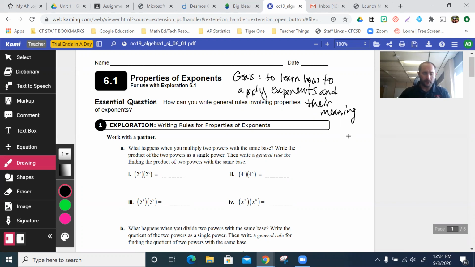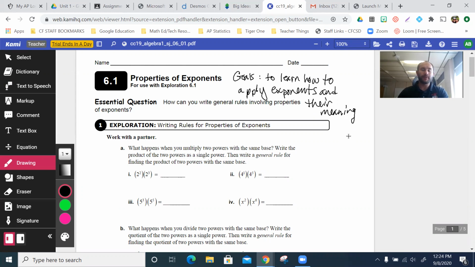So this is the exploration we were trying to do in class, but it didn't really work very well online. So let's try it here. We're going to go through a few for a little bit, and then we'll have some practice problems to go along with it. So here's our essential question.